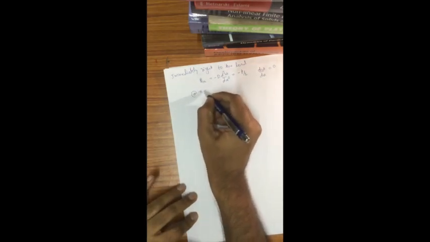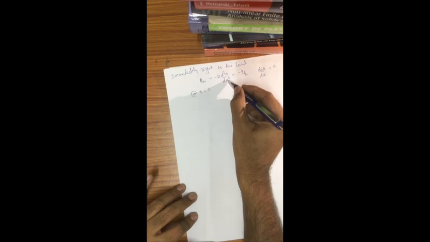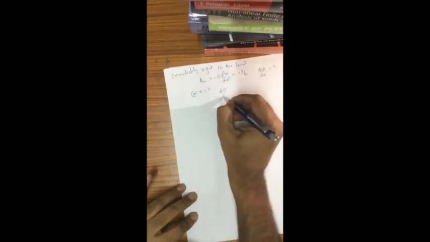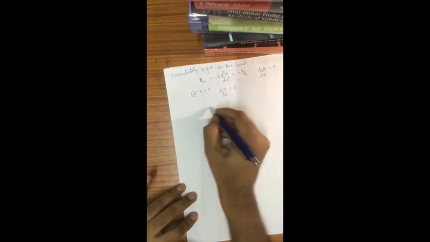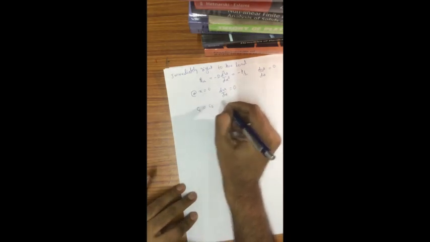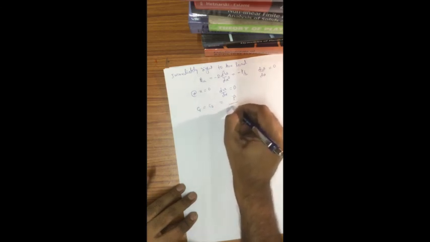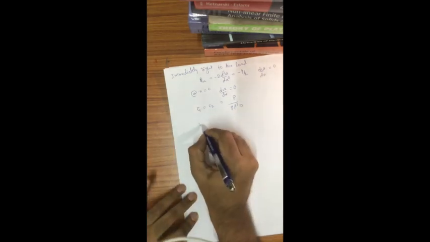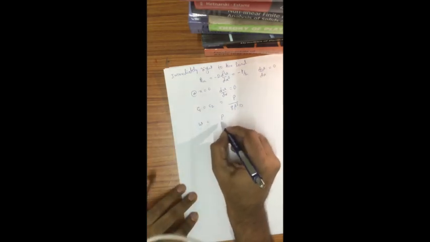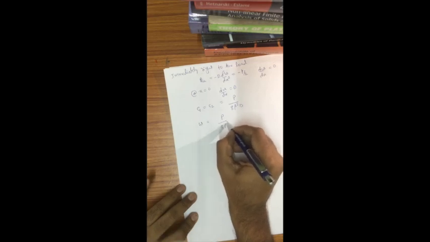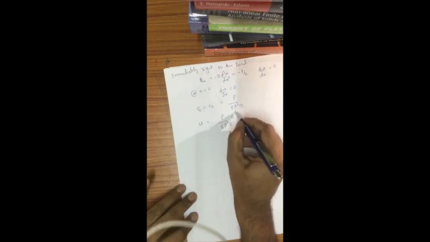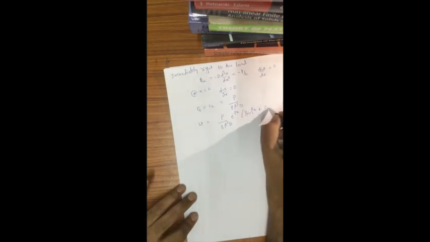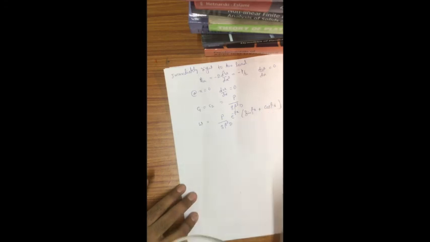At x equal to 0, we substitute d cube W by dx cube equal to this, and dw by dx equal to 0. Therefore we can get C1 equal to C2, which is equal to P by 8 beta cube D. Therefore W is equal to P by 8 beta cube D, e to the power minus beta x, into sin beta x plus cos beta x.